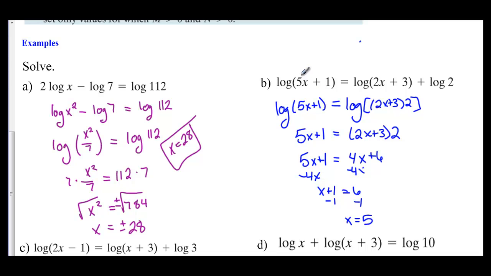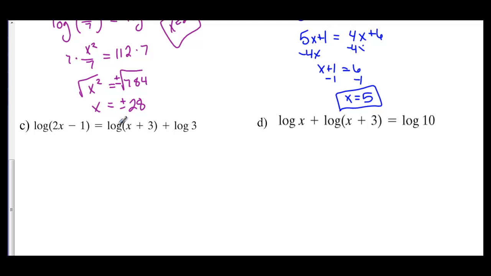If we were to plug in 5, we would have 5 times 5, which is 25 plus 1 will be 26. So that is going to be greater than 0. And also here, whenever we have the 2 times 5, it's going to be 10 plus 3 will be 13. So again, that'll be positive. And to fully check, you would put this entire thing into your calculator. So you'd be doing the log of 26, determining that value, and then seeing if that's the same as log of 13 plus log of 2, which it will be.